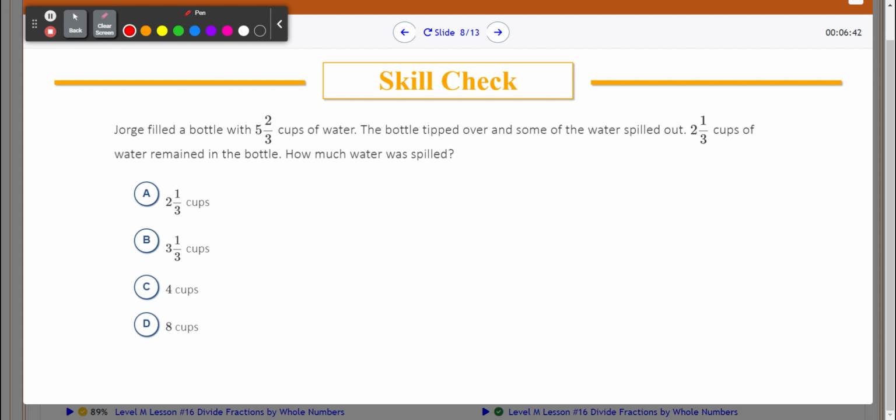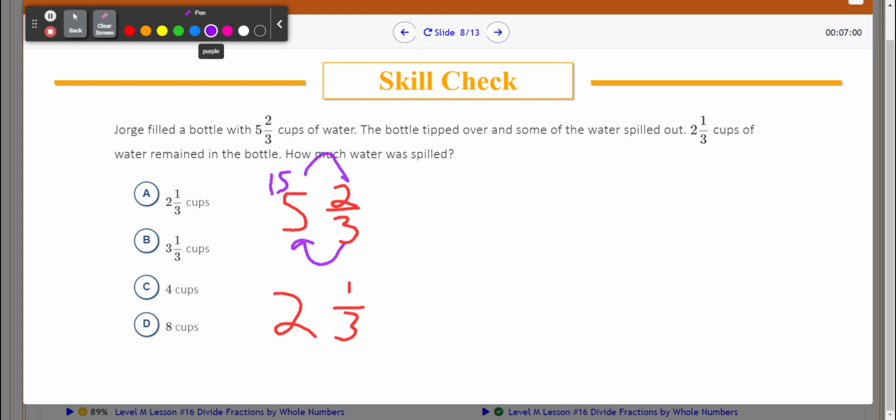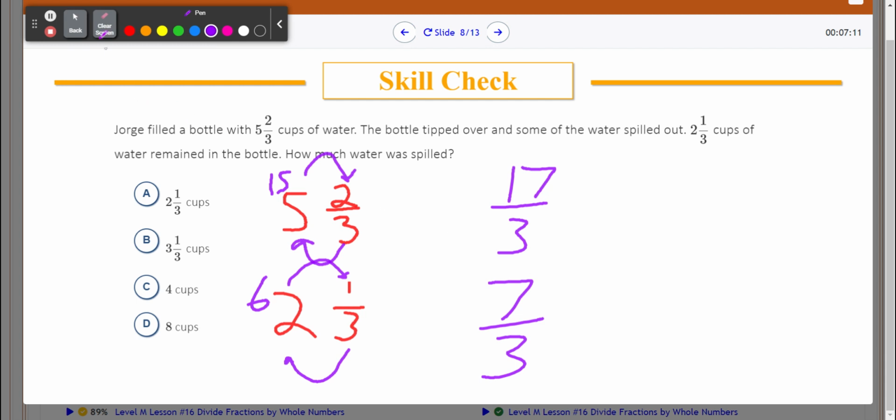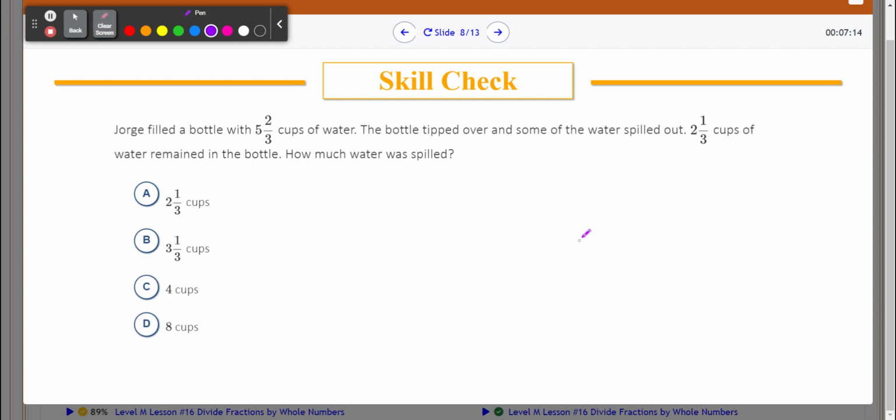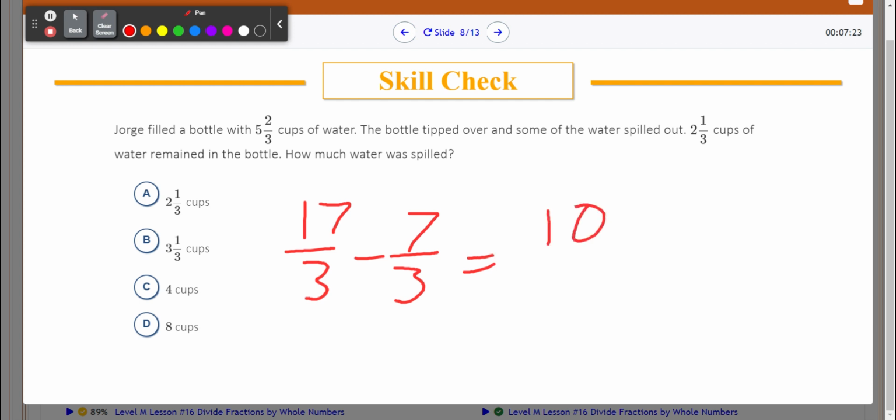With any mixed number problem, you always have to convert to an improper fraction first. So I'm going to set up my two numbers and convert them into improper fractions. 3 times 5 is 15. 15 plus 2 is 17. So I get 17 over 3. 3 times 2 is 6. Plus 1 is 7. So I get 7 over 3. Now I can subtract them. I take 17 over 3 minus 7 over 3, and I get 10 over 3.